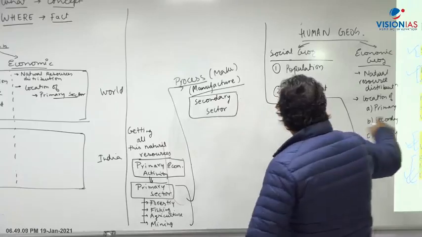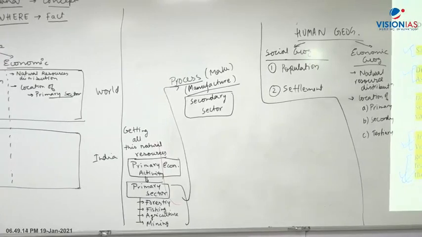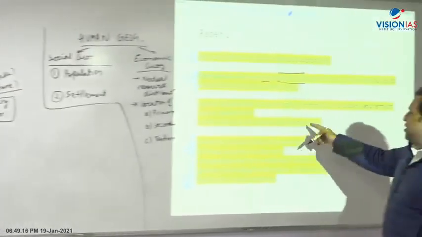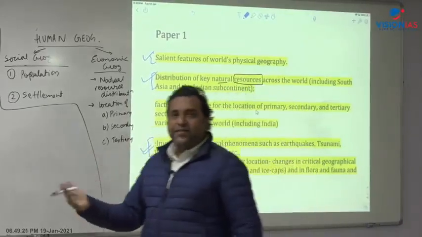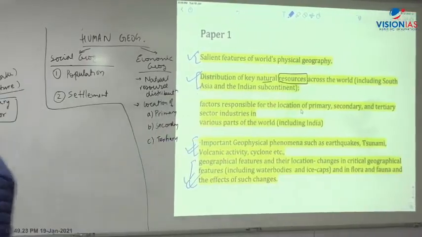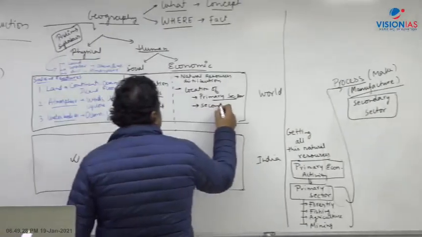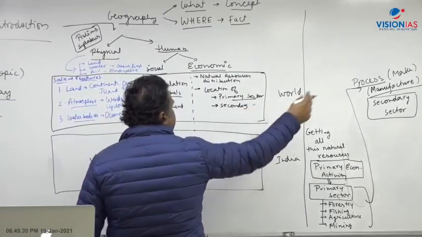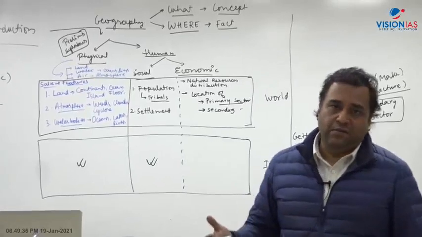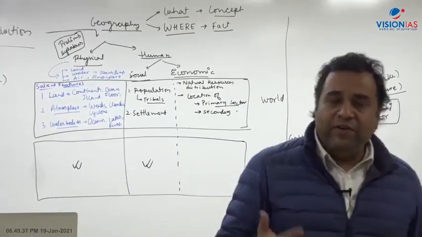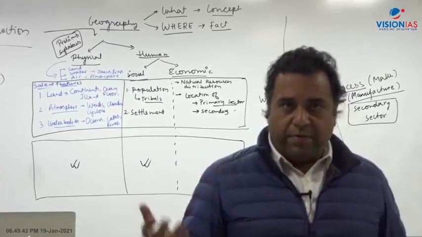So the next part of your syllabus: factors responsible for location of primary, then secondary and tertiary sectors in various parts of the world, including India, which means where are we collecting and where are we locating all the secondary sectors. Secondary sector simply means where are you manufacturing things. So where do we find it comfortable to manufacture things? For example, in India, we do food processing, right? In Japan, they do electronic processing, right?